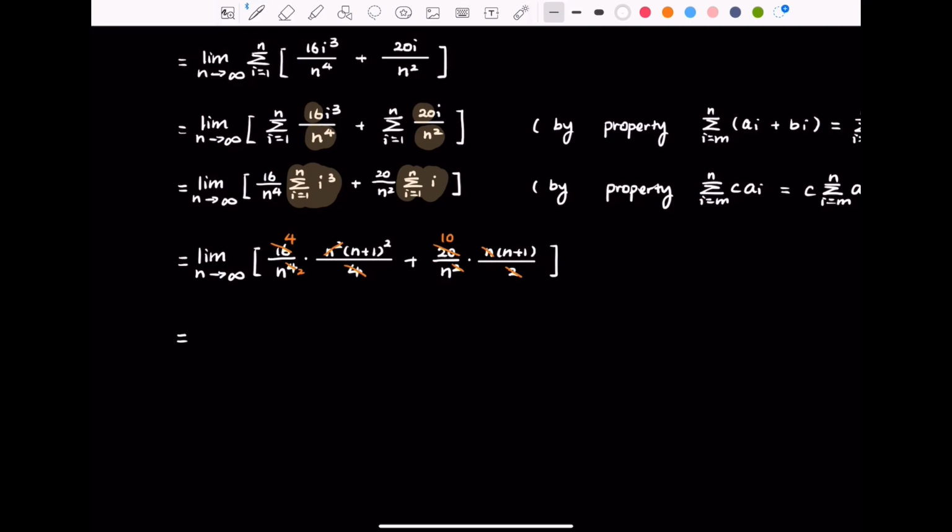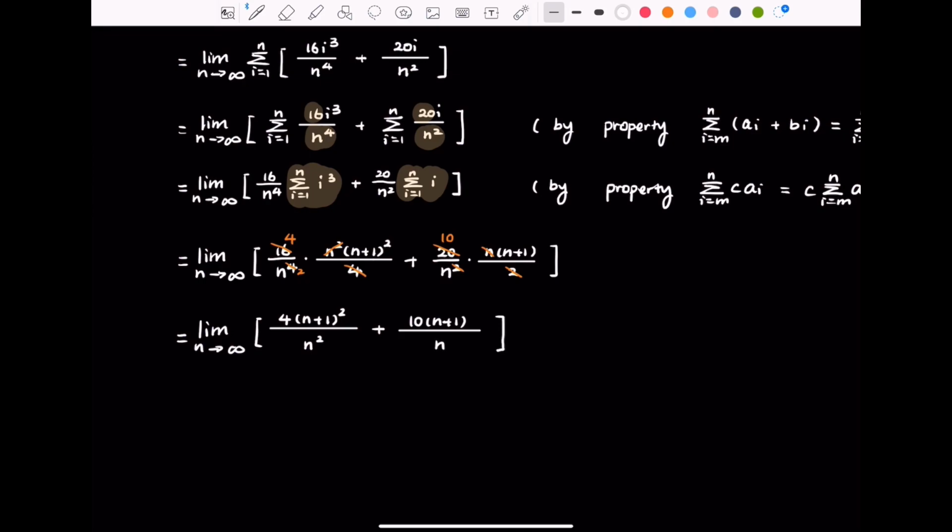After cancellation, I can write down my final result here. Let's put them all together. At the top, I have 4 times n plus 1 squared left. At the bottom, I have n squared left for the first term, plus the second term. At the top, I have 10 times n plus 1 left. At the bottom, I have n left.